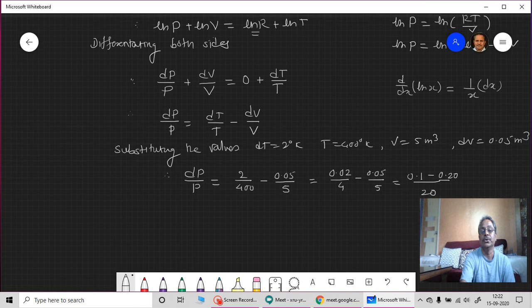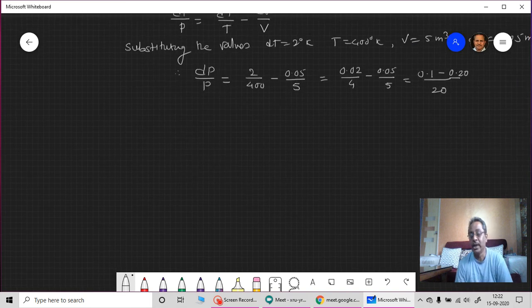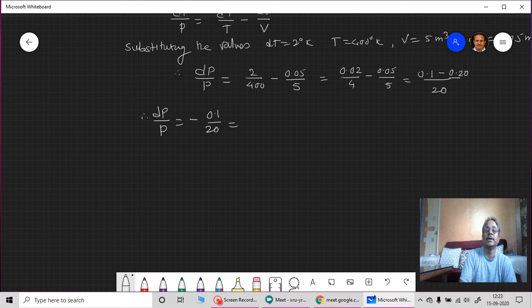It's going to be 0.20, and 0.1 minus 0.20 is minus 0.1. Therefore dp upon p is equal to minus 0.1 upon 20, or I can write this as 1 upon pi minus 0.1 upon 200. So this 0.1, that means 10 raised to minus 1 in the numerator, can be taken into the denominator, and therefore the final expression I can write: change in pressure dp is equal to minus P, the original pressure, divided by 200.